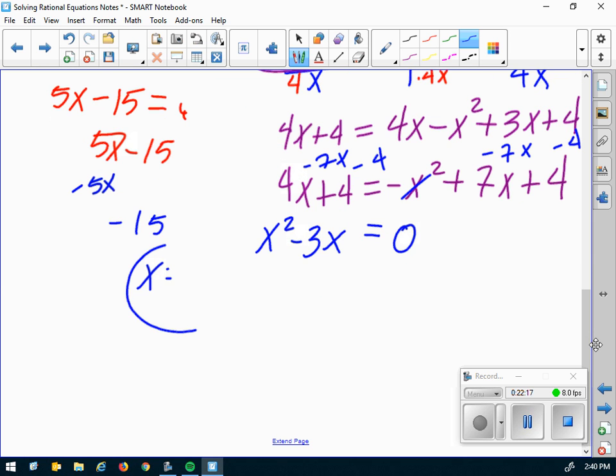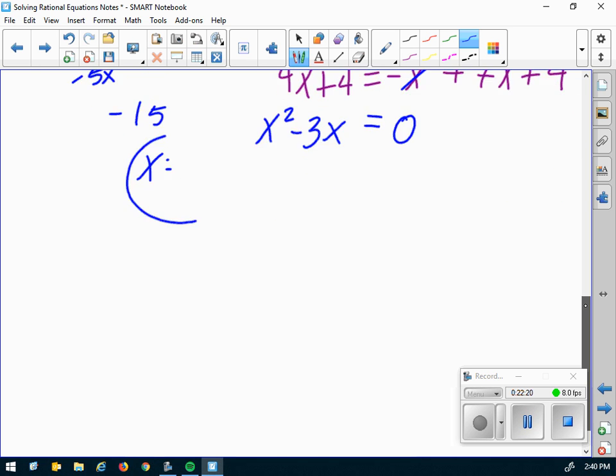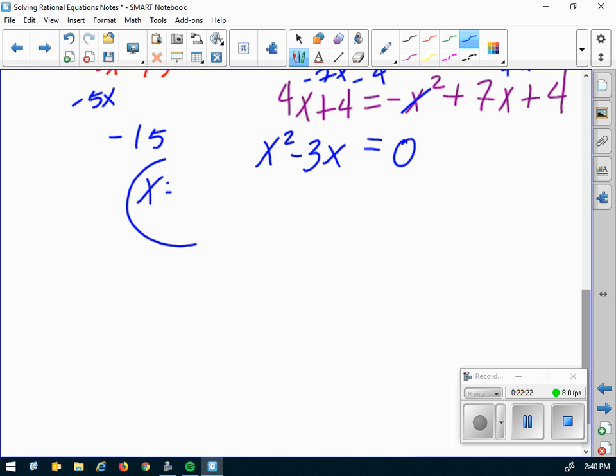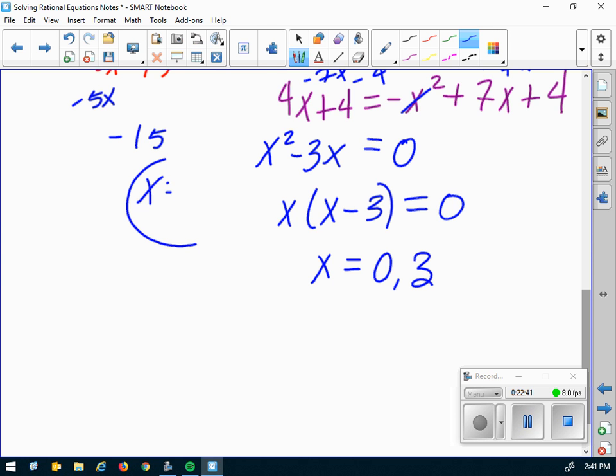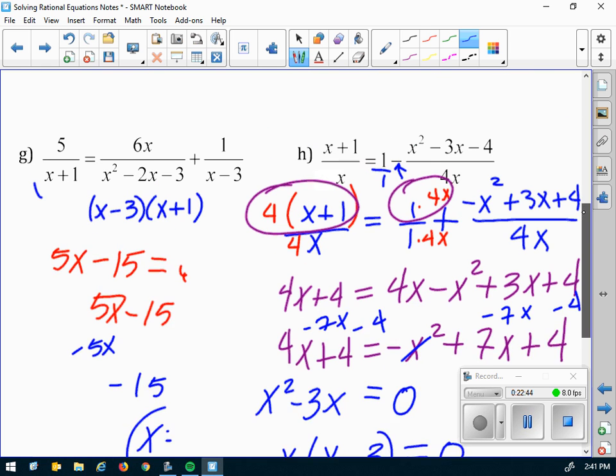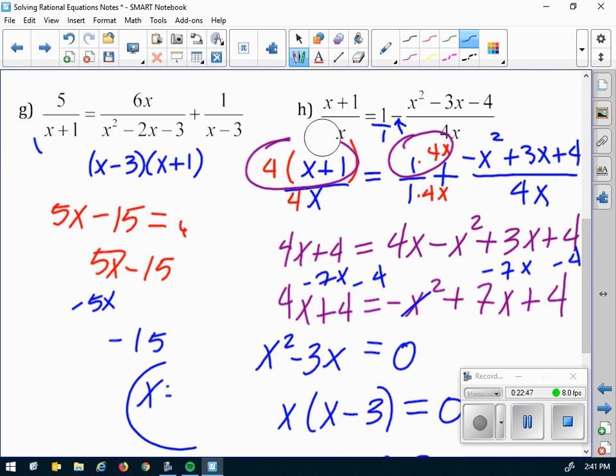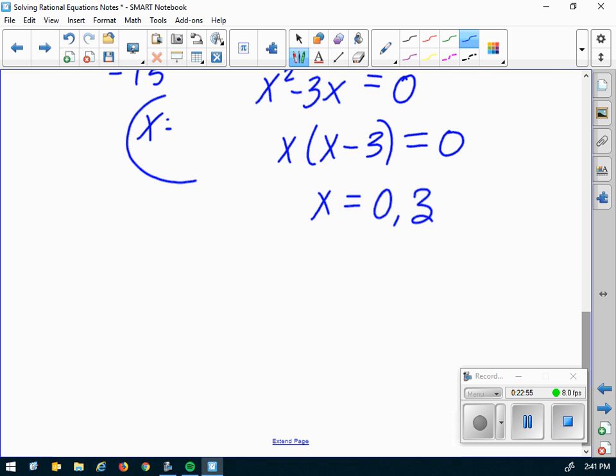Oh, because x is a what? It's a GCF. There you go. Yeah, it's a GCF. x times x minus 3. Zero or 3. Why can't x equal 0? Oh, because it would make this and this be 0, so it would make two fractions undefined. Can x equal 3? Yes. So x equals 3.